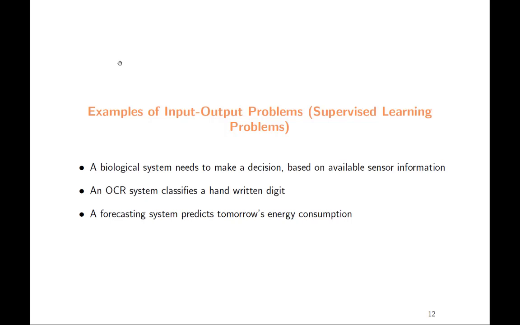So here are some examples. A biological system might need to make a decision based on available sensor information. An OCR system classifies a handwritten digit, like in zip codes, or a forecasting system predicts tomorrow's energy consumption.